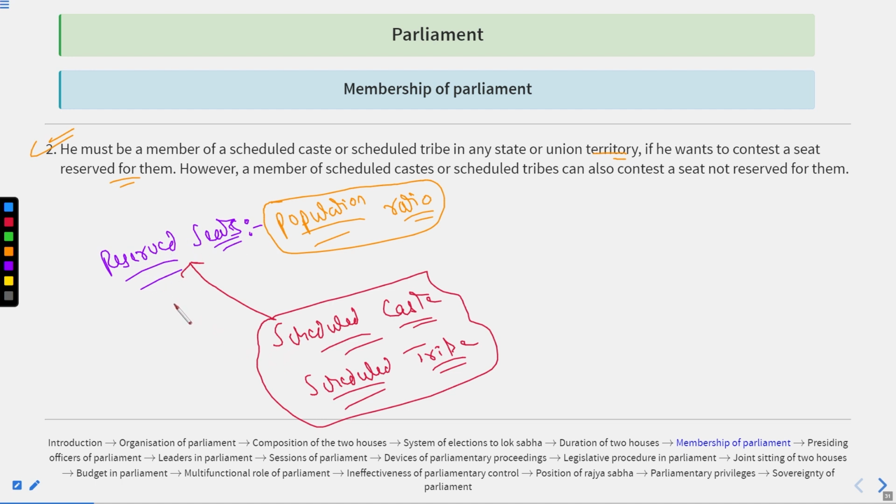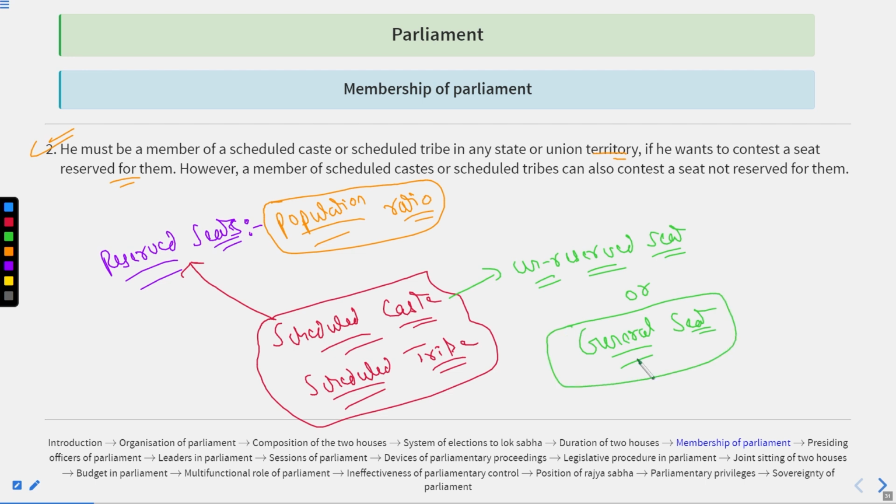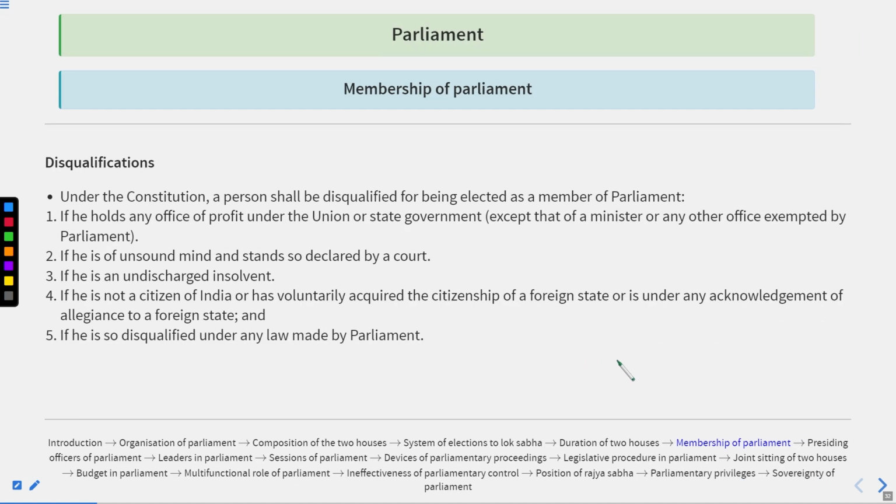from the reserved seat. Additional to that, if the person belongs to that scheduled caste or tribe, but he wants to contest from the unreserved seat, or we could say a general seat, then even he or she can contest for it. Okay, remember this thing. After seeing the qualifications, now what are the disqualifications?